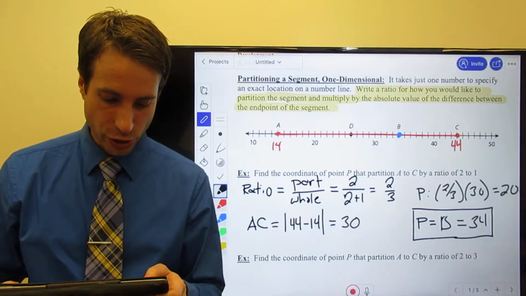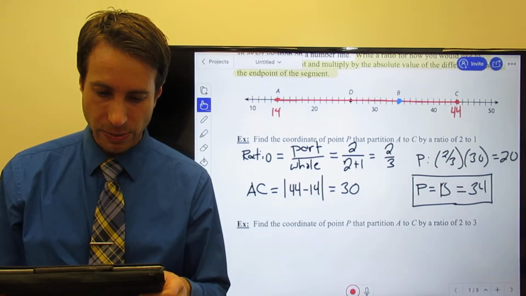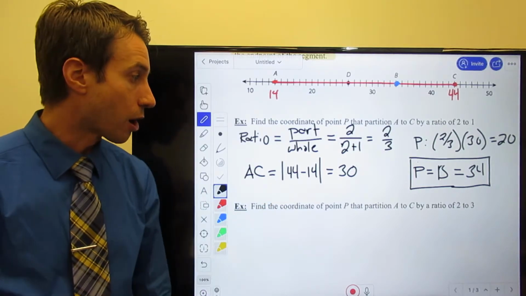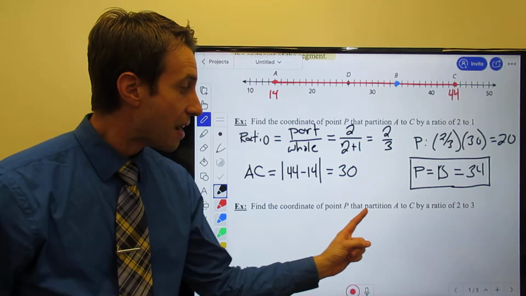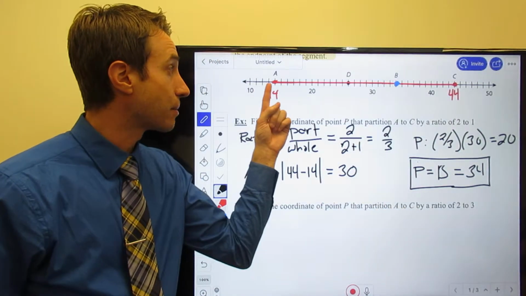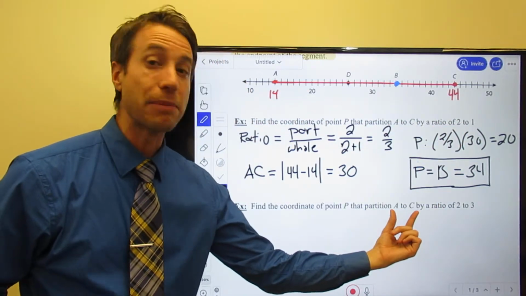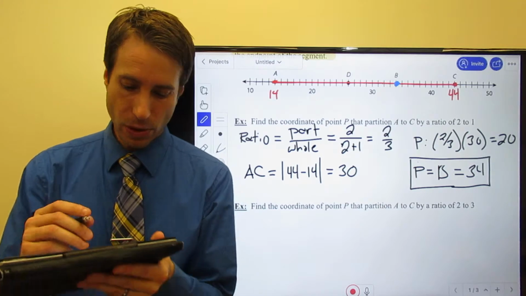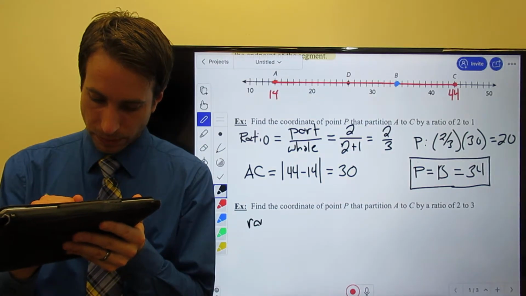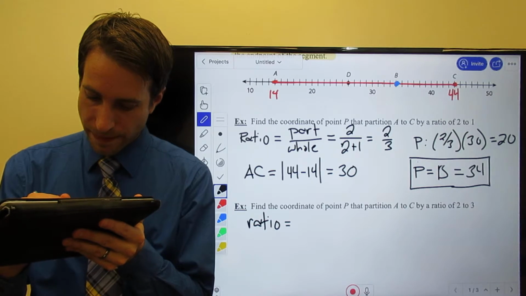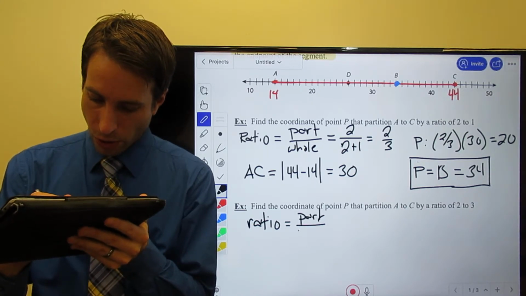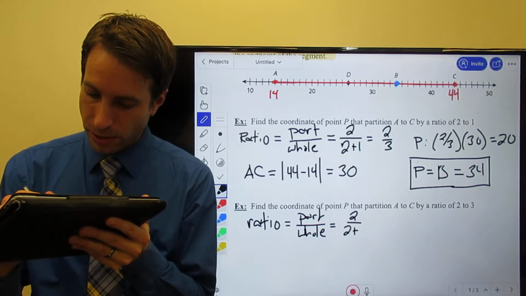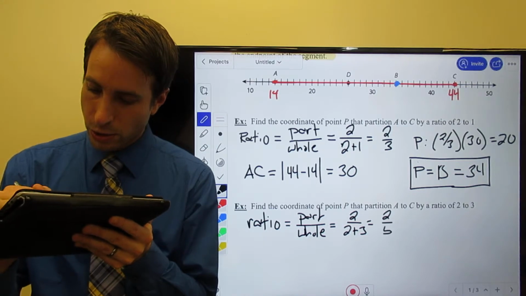Let's try another one just to make sure you're okay with it. I'll slide up here just a little bit because I still need to be able to see my number line. There we go. That should be enough scooting. Okay, so again, we start by setting up the ratio. I want you to find a point P that partitions A to C, so it's the exact same line segment, A to C, by a ratio of 2 to 3. Well, let's write the ratio. Again, it'll be the part over the whole. Well, that's going to be 2 over 2 plus 3, which is 2/5.